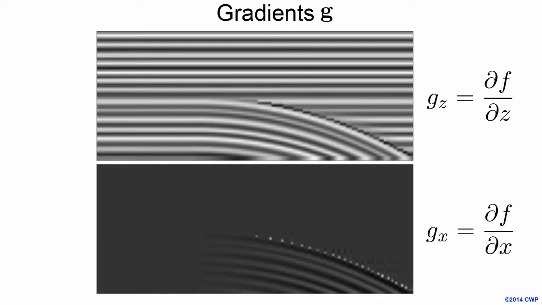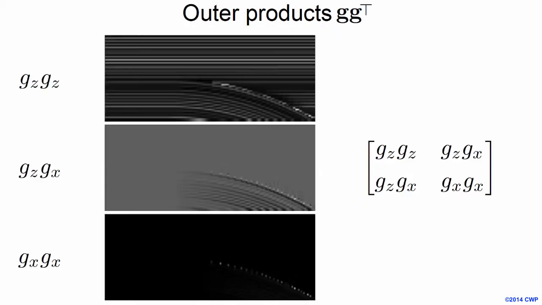Firstly, we compute the image gradient G, which is of course a vector. The vertical component of this vector G, as shown above, is the vertical derivative of the image F. And the horizontal component of this vector G, as shown below, is the horizontal derivative of the image F. Using this image gradient G, we compute the outer product G times G transpose.